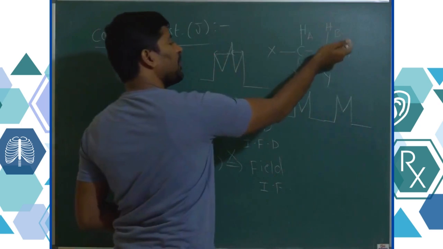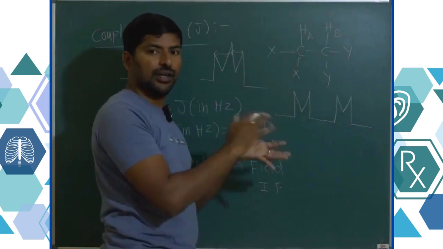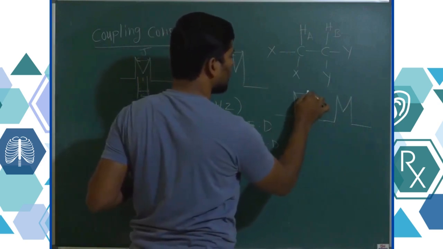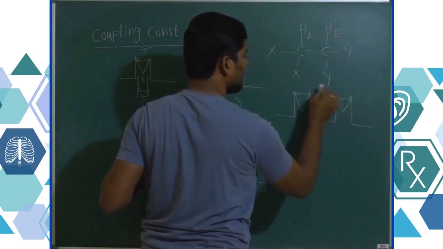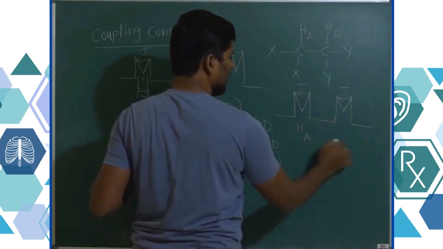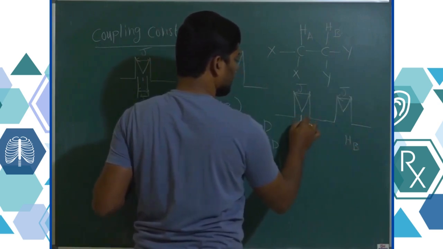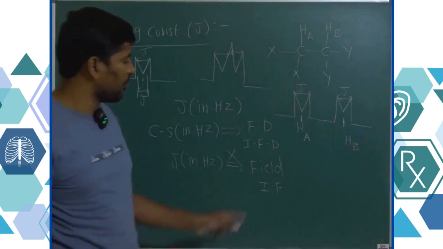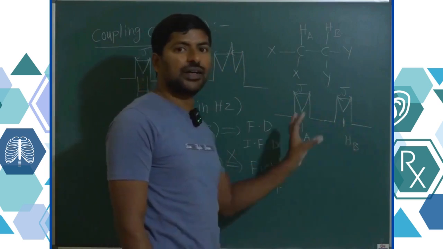So A interacts with B, B interacts with A, so the extent of interaction between A and B is the same. Therefore the coupling constant value is the same in both cases, Ha and Hb. And these are the chemical shift values of A and B. The center point we have to take as the chemical shift of A and B, and the gap is called delta AB.